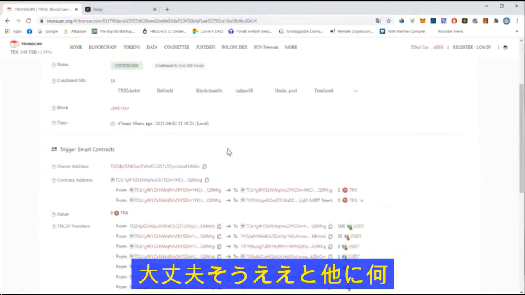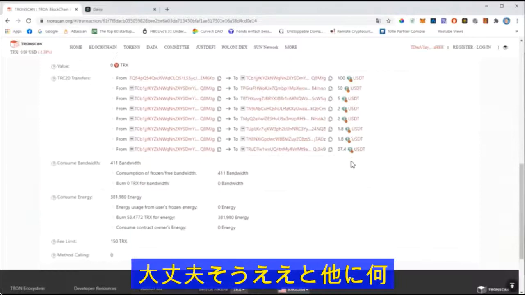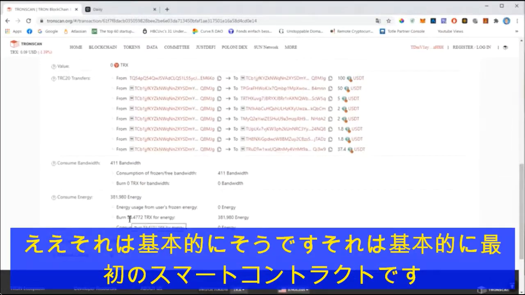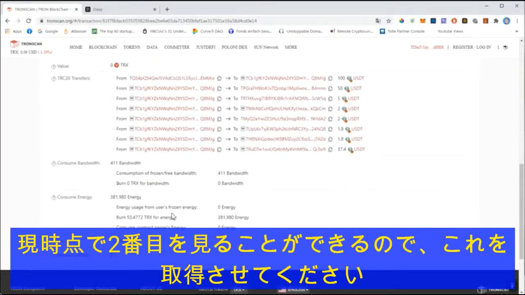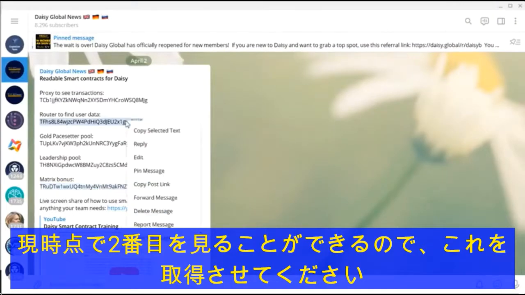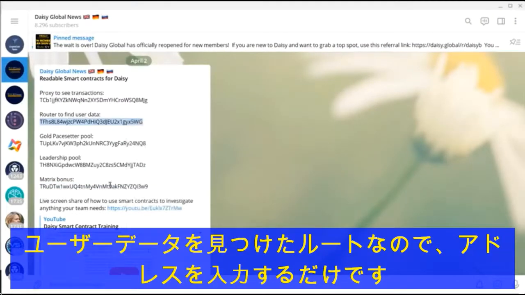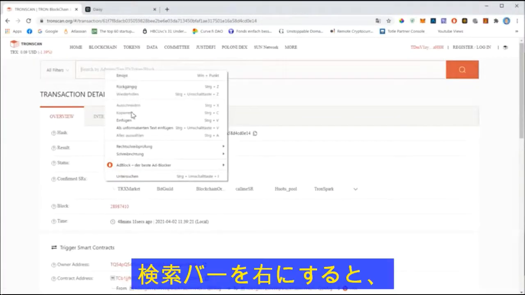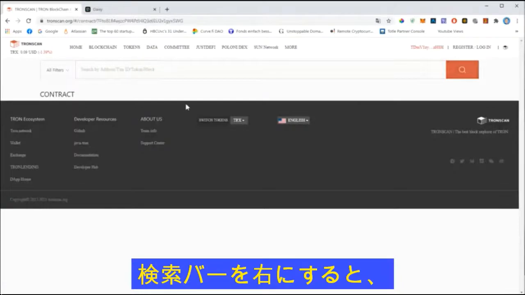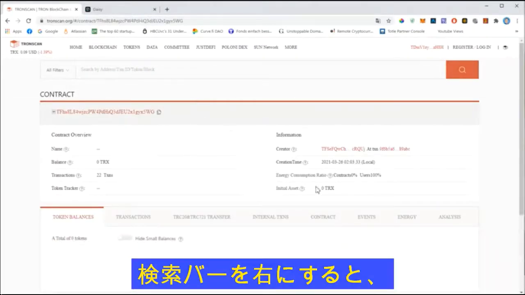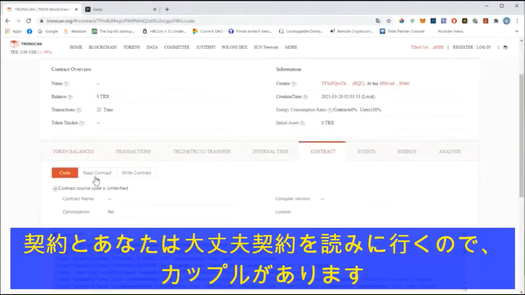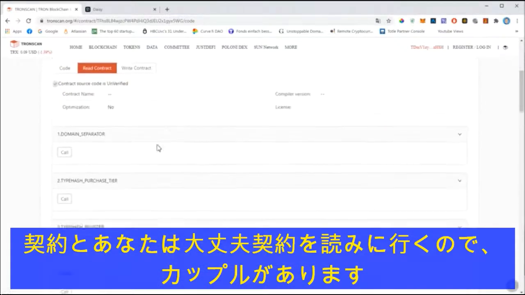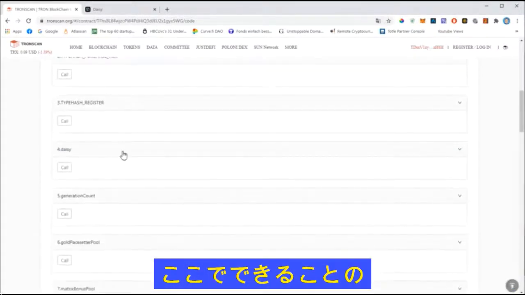So what else? Yeah, that's basically the first smart contract, and we can have a look at the second in a moment. So let me grab this one, the router to find user data. You just enter the address into the search bar, right? And then you go to contract, and you go to read contract. Okay, so there are a couple of things that you can do right here.